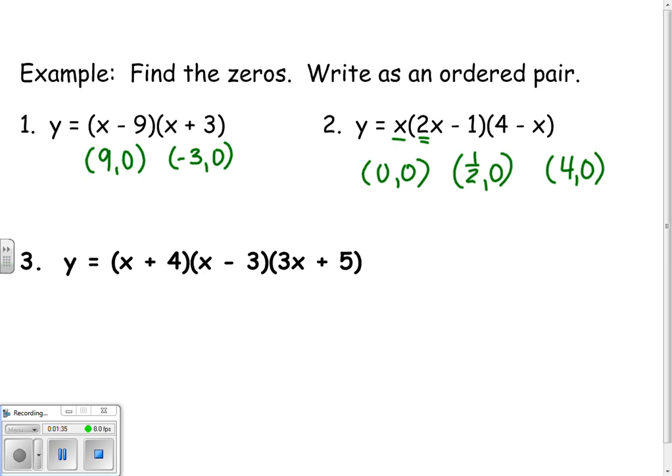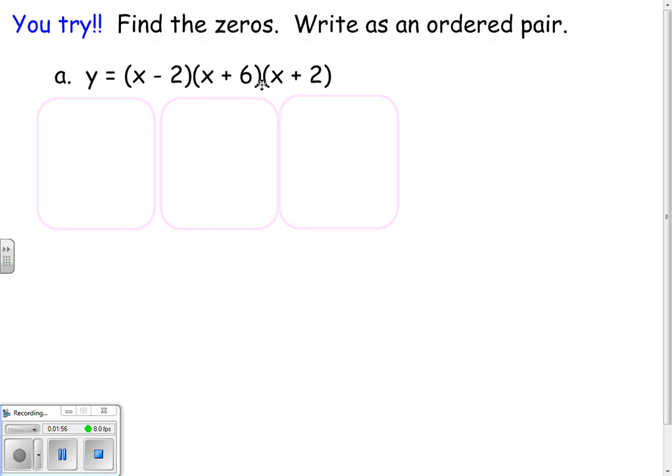Number 3, the x plus 4 factor gives me (-4, 0). The x minus 3 factor gives me (3, 0). And the 3x plus 5 gives me (-5/3, 0). Opposite sign, constant over coefficient. Shouldn't feel too new. It is what we did in chapter 4. Pause the video to complete the U-triads.